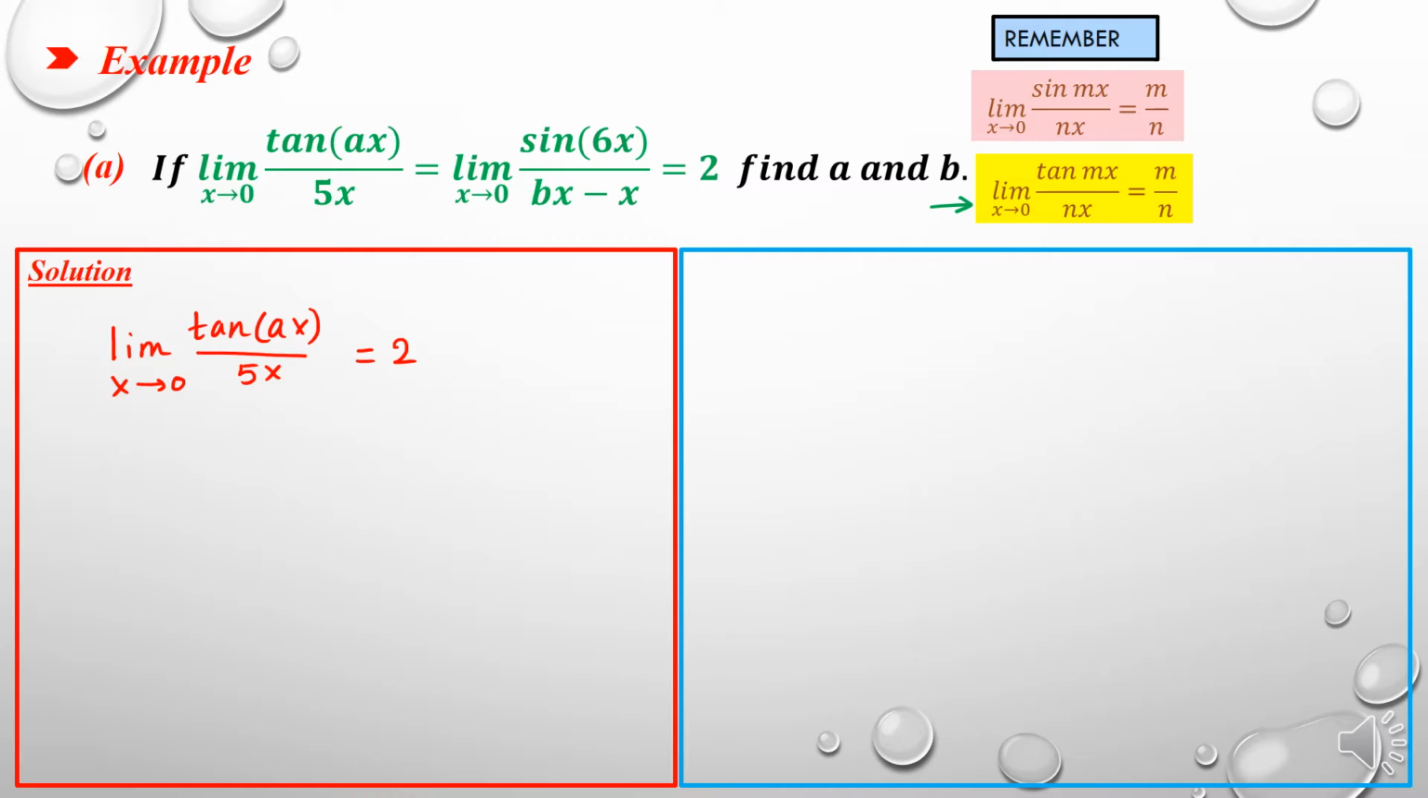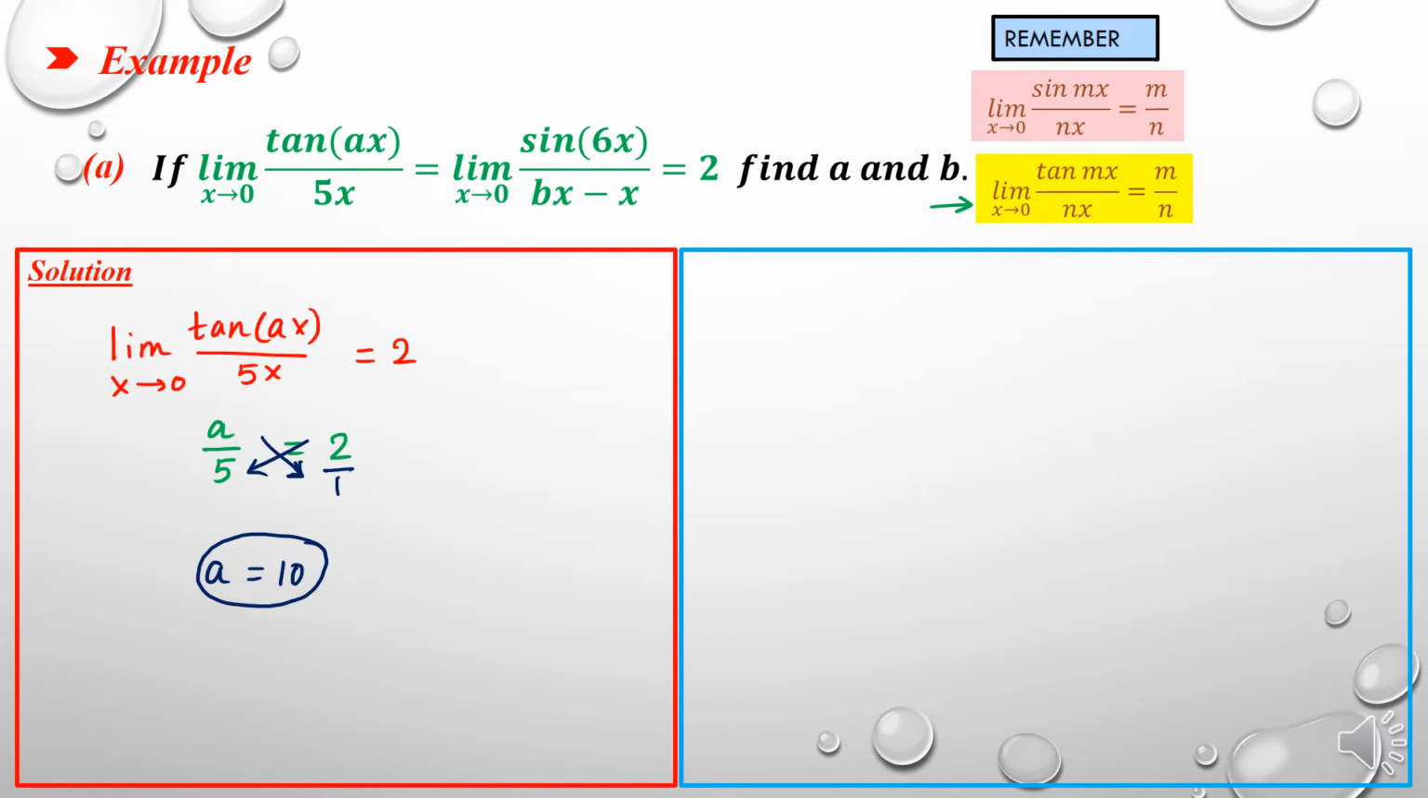So the limit in the left hand side equals a over 5. You have to take the coefficient of x in the top and the coefficient of x in the bottom, and this equals 2. Then you have to write 2 as 2 over 1, and you have to do cross multiply. So a times 1 is a, equals 2 times 5 is 10. So this is the value of a.